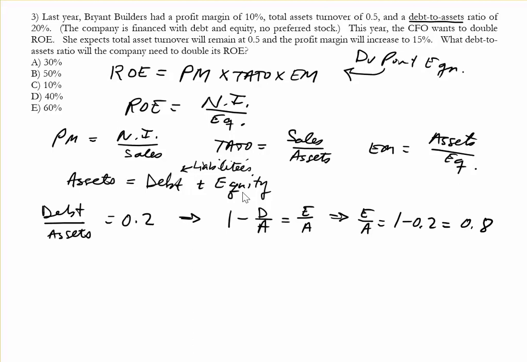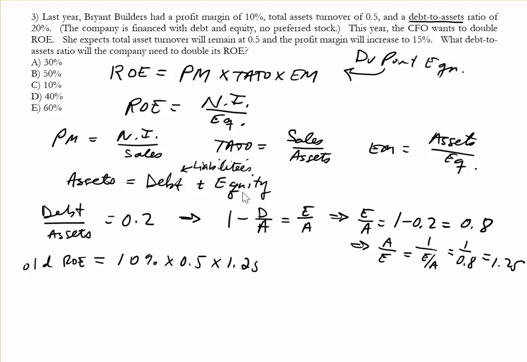Now, we need assets over equity, however, and we just have to do one more manipulation. Just remember that 1 over a fraction is the same as the reciprocal. So that's 1 over 0.8, and that's 1.25. All right, so now let's calculate what the ROE is currently. We're going to plug into this formula here. We're told that the profit margin is 10%, the total asset turnover is 0.5, and now we know that the equity multiplier is 1.25. So we have 6.25 as the current ROE.